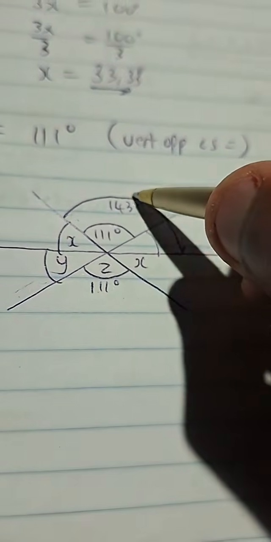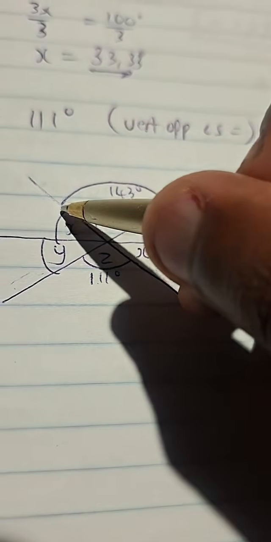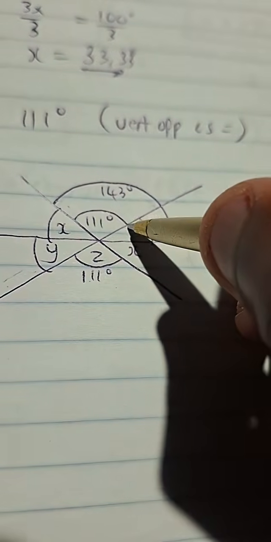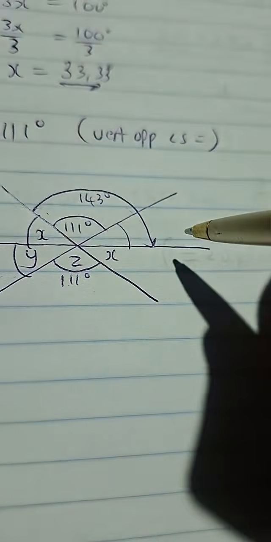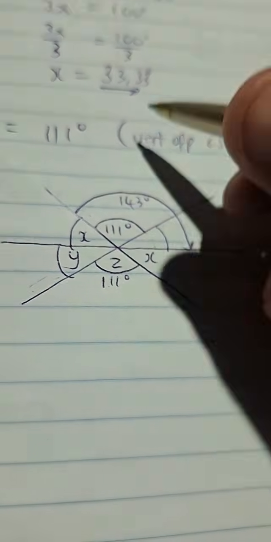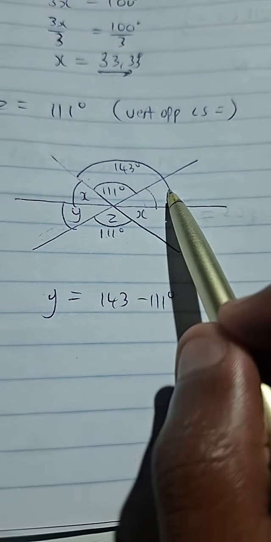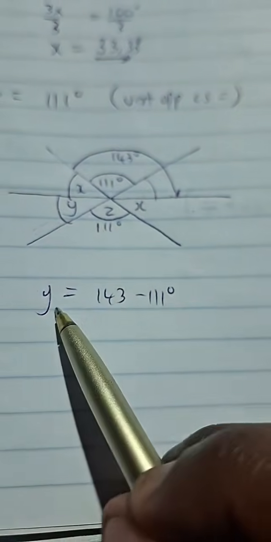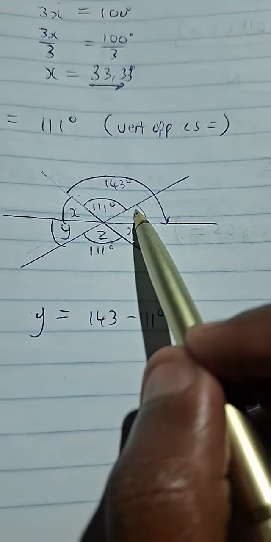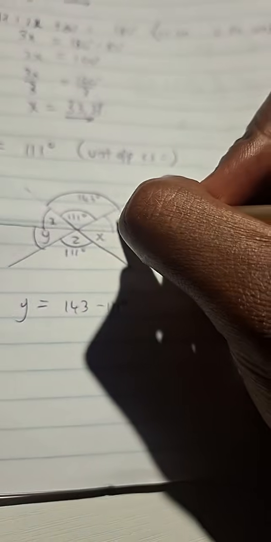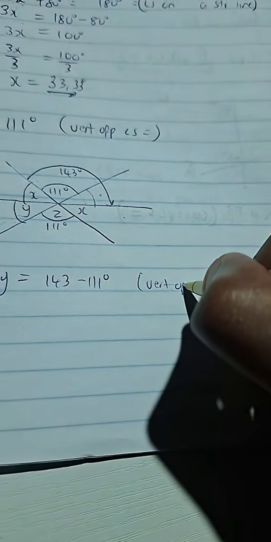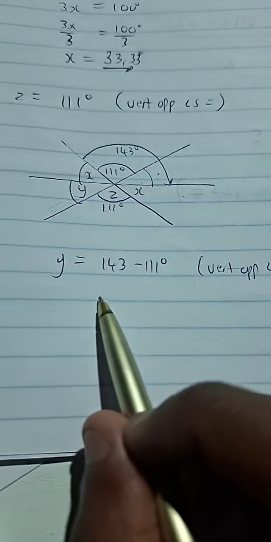How? I'm saying this big angle 143 minus this smaller part of the angle, which is 111. I'm only asking myself, what is left for me to get 143 from 111? To get that, I can simply say Y is equal to 143 minus 111. That's where my vertically opposite angle actually is, because Y is equal to the total 143 minus 111. That will give me what Y is actually equal to, and the reason is vertically opposite angles are equal. So let's work that out.